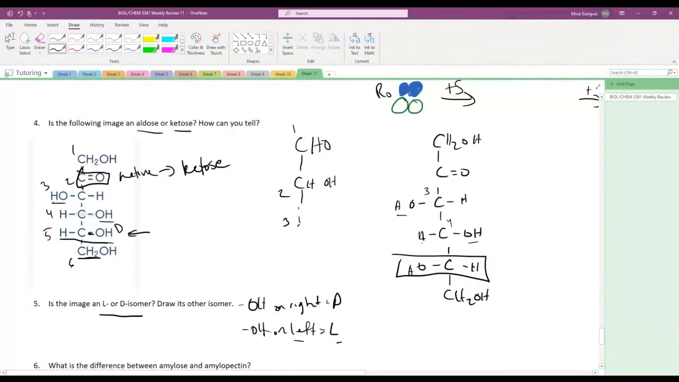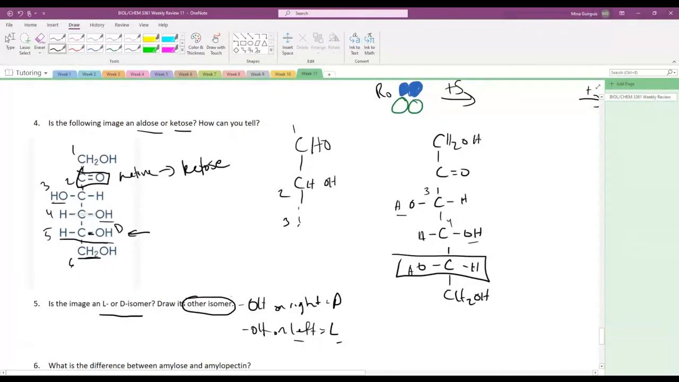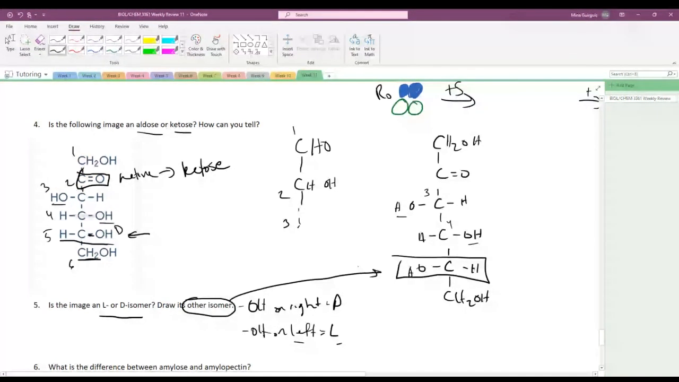So the answer to that is no. And this is a mistake that I see very, very often, and one that I made way too many times. The other isomer is not just an isomer at the 5th position. The other isomer is an enantiomer.